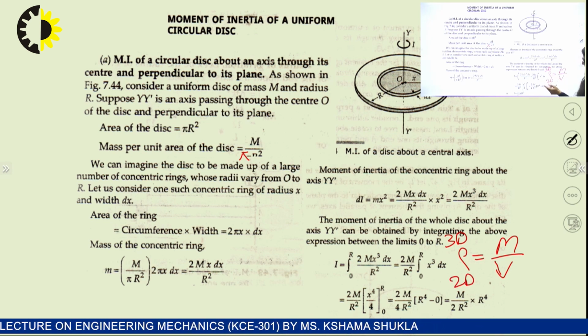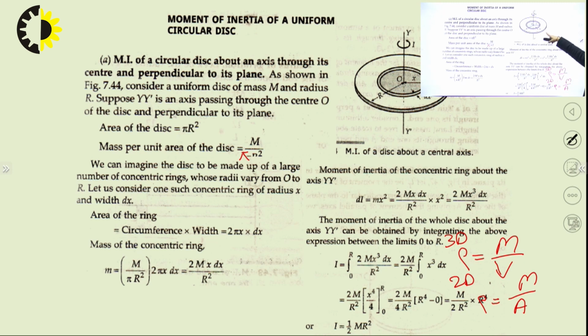Whenever I talk about 2D diagrams, I can assume that rho is mass upon area, and a circular plate is a 2D diagram. That's why I use mass upon area. If it is a 3D diagram like a cylinder, I use mass upon volume. For a 1D diagram like a rod, I assume rho is m by L. Volume is like x, y, z. For 2D, one dimension is negligible, so area into 1 is the volume, and for a rod I can say m upon L. For the circular plate, I use mass upon area, that is pi r square.